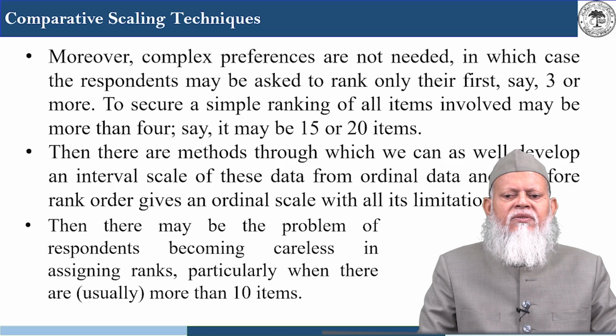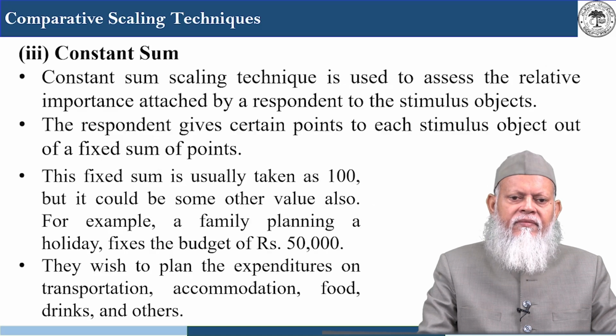Then there are methods through which we can as well develop an interval scale of these data from ordinal data, and therefore rank order gives an ordinal scale with all its limitations. Then there may be a problem of respondents becoming careless in assigning ranks, particularly when there are more than 10 items. So with a large number of items, it is natural that the respondents may develop lethargy and become careless.